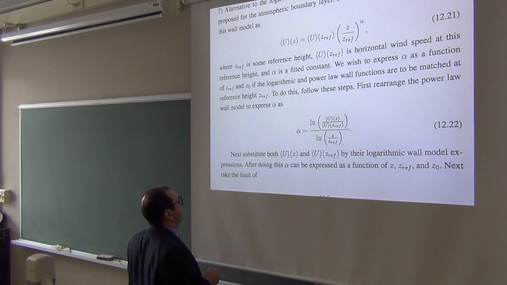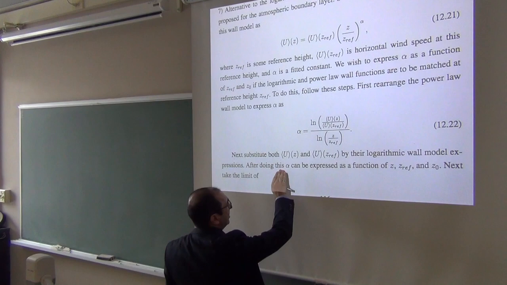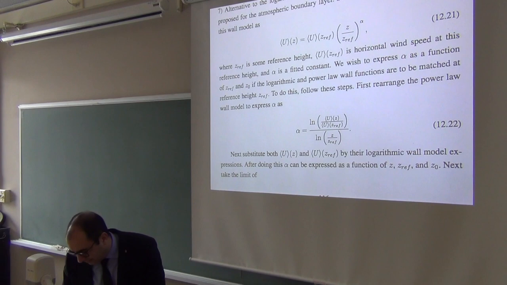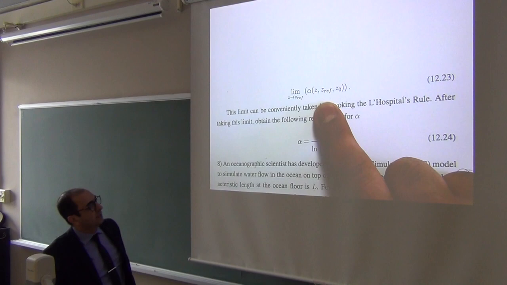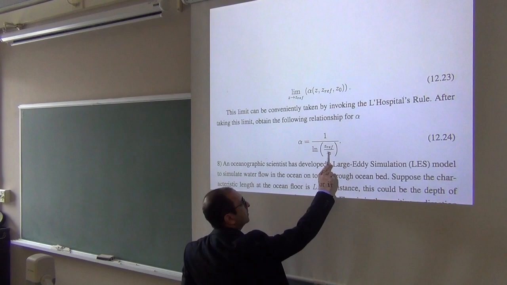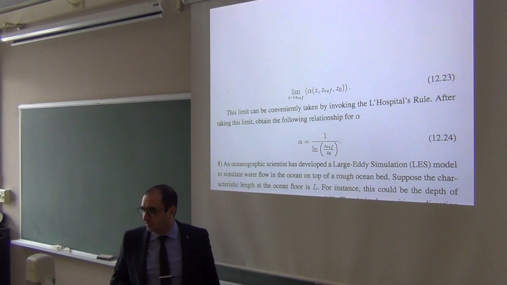And after doing this, you can express alpha as a function of only the heights, including the aerodynamic roughness. And finally, you take the limit of the expression you found to explicitly formulate the exponent as a function of reference height and aerodynamic roughness length. This is such a practical and useful expression to arrive at, and I'm going to show how to do it.